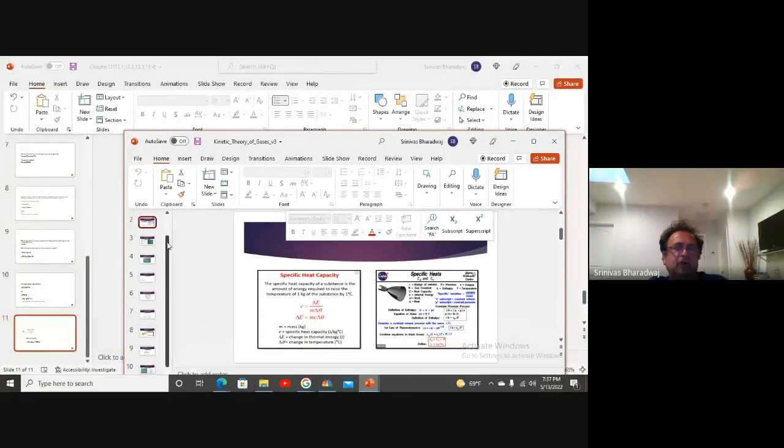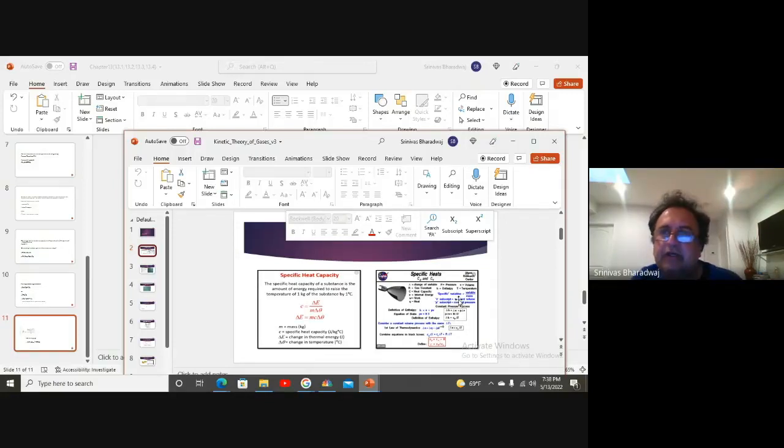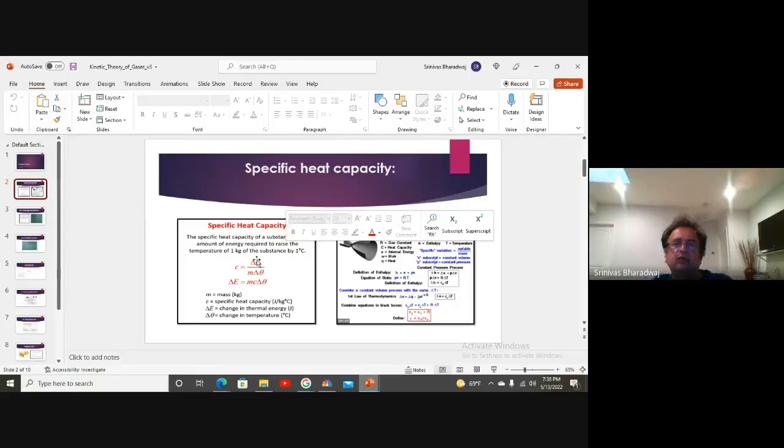Now, using all this, we can integrate these into the various equations that we have with kinetic theory of gases. So you have the specific heat capacity, which deals with solids or with liquids: the specific heat capacity of a substance is the amount of energy required to raise the temperature of 1 kg by 1 degree. So ms delta theta equals delta q, right? We have all these specific heat capacities, right?